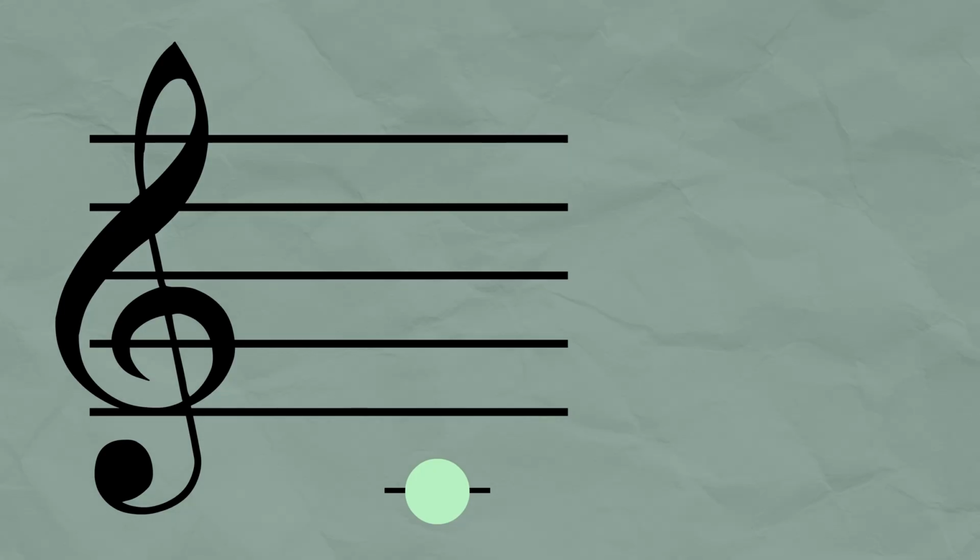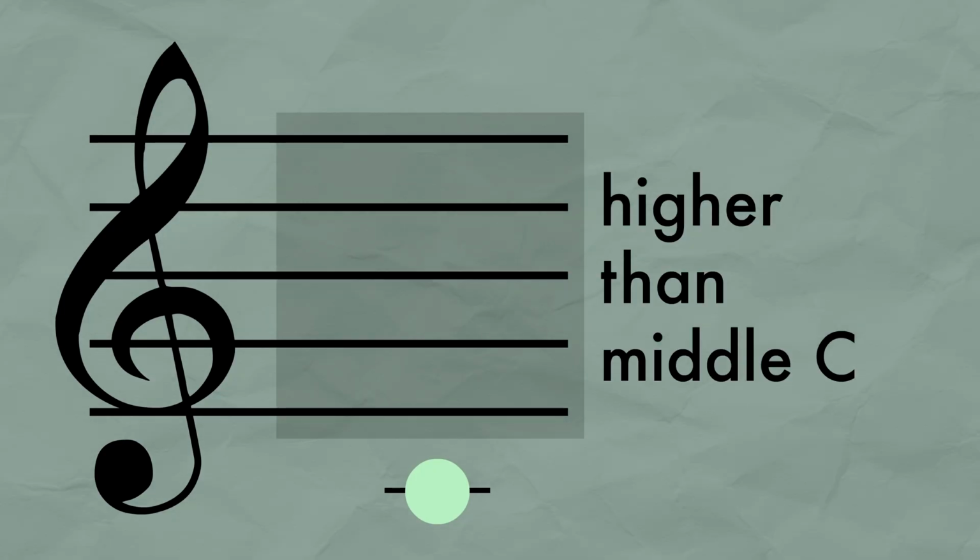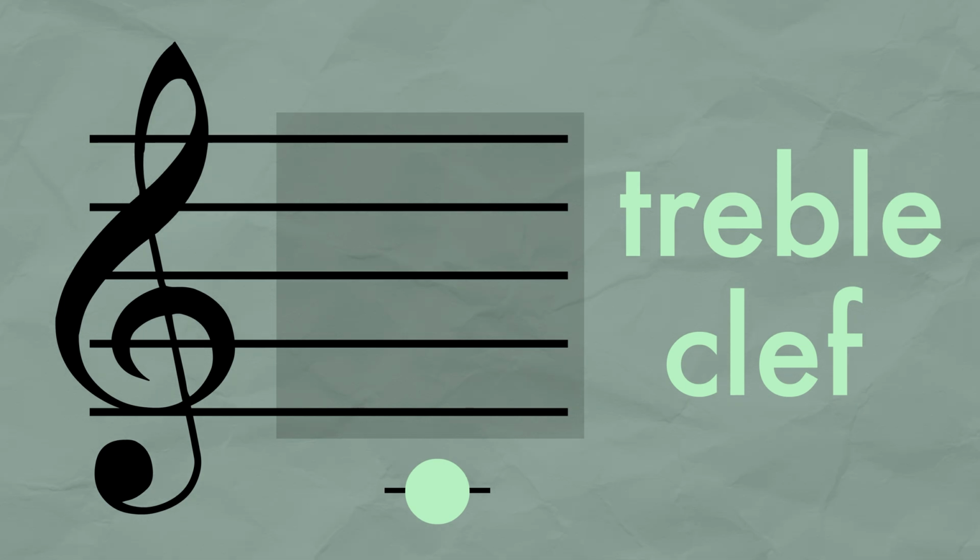Therefore, the G-clef is useful for writing parts centered around notes that are higher than middle C, such as what a guitar, a violin, a flute, or a trumpet would play. That's why it's also called the treble clef. It's also the most commonly used clef.